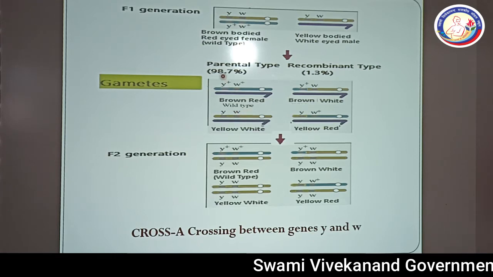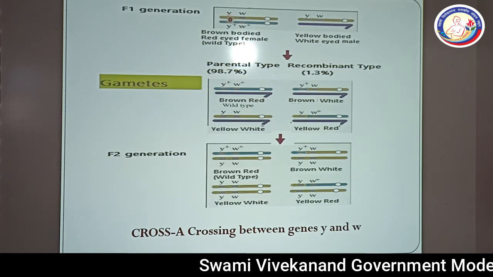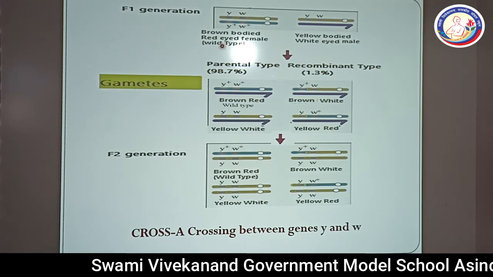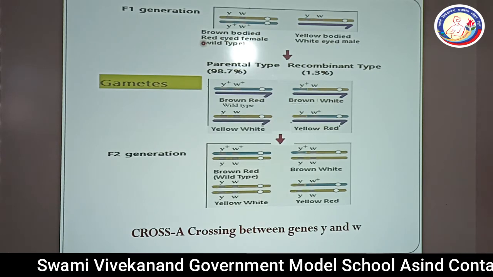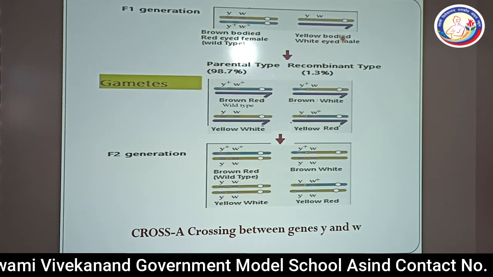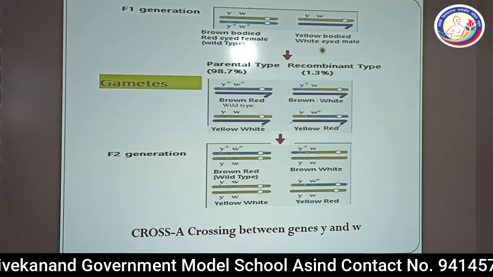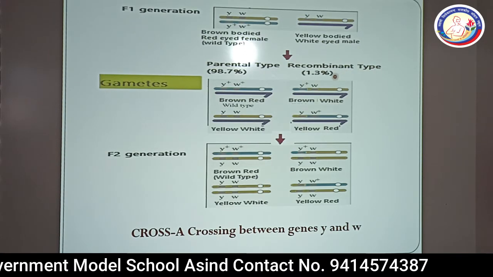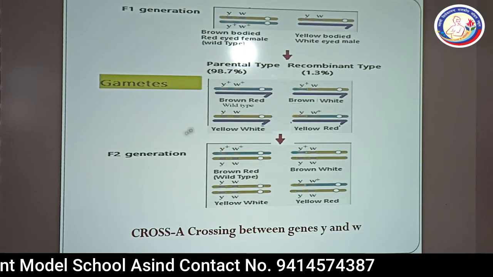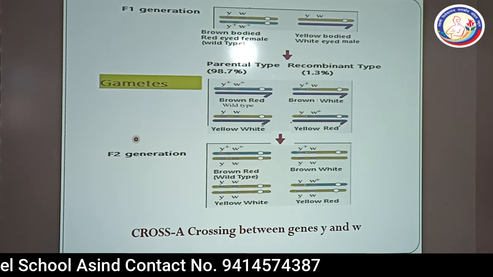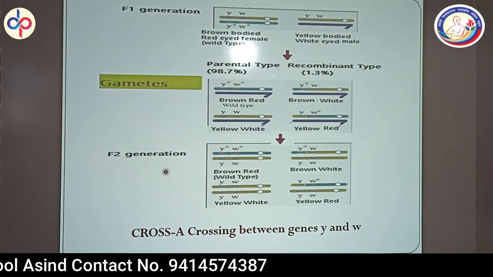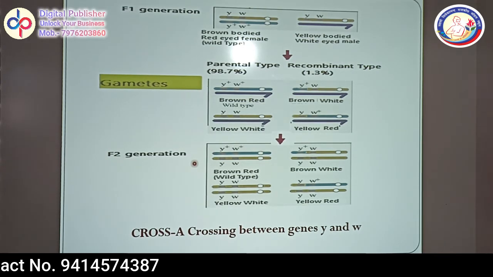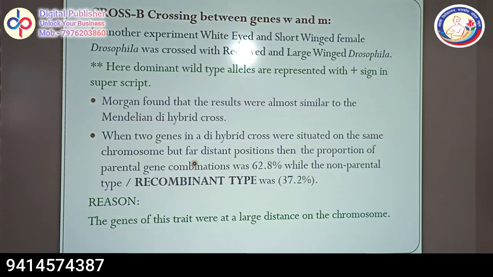You just need to understand only one thing. These two spots are the two genes, yellow and white, and this is the wild strain, brown-bodied red-eyed female wild type, and yellow-bodied white-eyed female. When it is crossed, parental type was 98.7% and recombinant type was 1.3%. These are the gametes, and you can see the results in the F2 generation, where parental type was more than 98%, while the recombinant type was less than 2%.